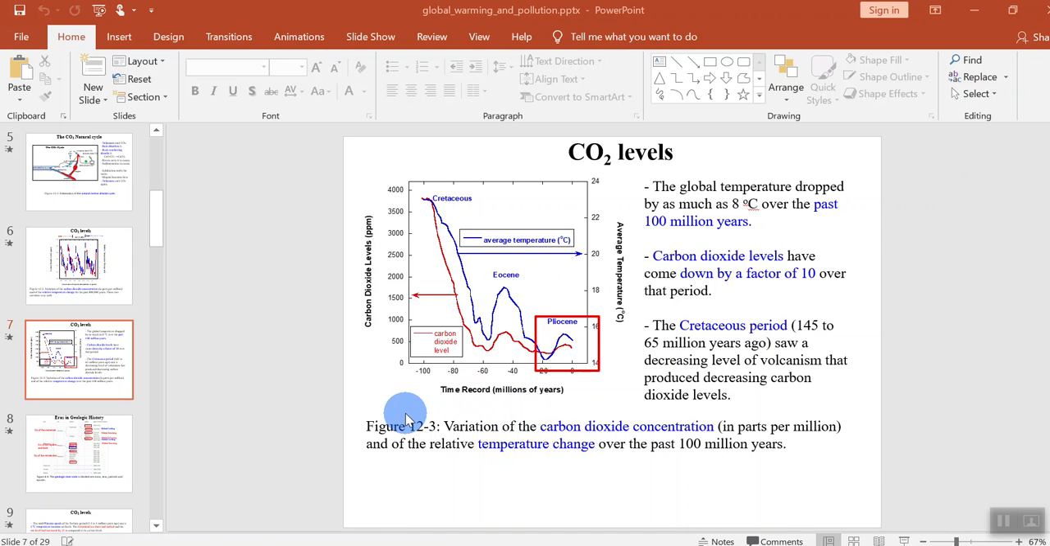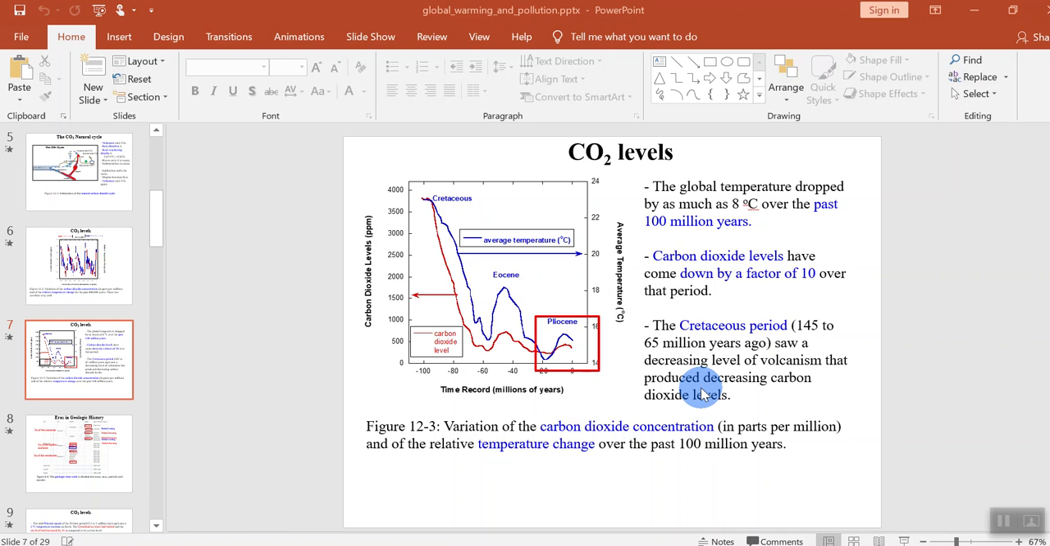This is even a longer period of time, 100 million years. We said the global temperature dropped by as much as 8 degrees C over the past 100 million years. So this is the temperature here. It went from 23 down to 15, dropped by 8 degrees C over these periods. And the carbon dioxide came down by a factor of 10, from 3,000 ppm down to about 400 ppm.